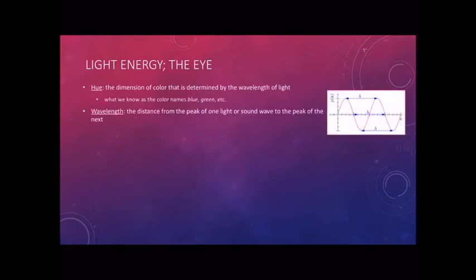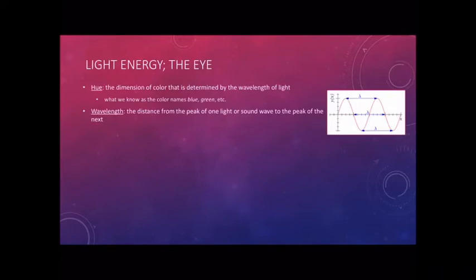So now we're moving into vision. Hue has to do with color. Hue is just synonymous with color. So the hue of a light is what we're going to call red, blue, green, orange, those sorts of things. Hue is color. And know that hue is determined by wavelength.